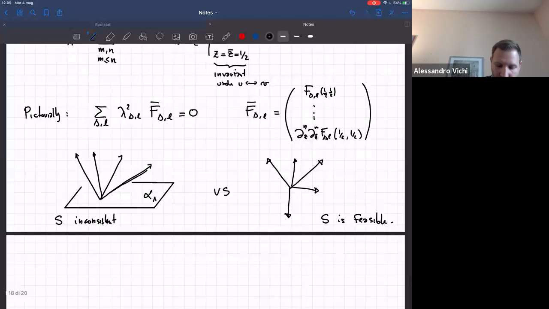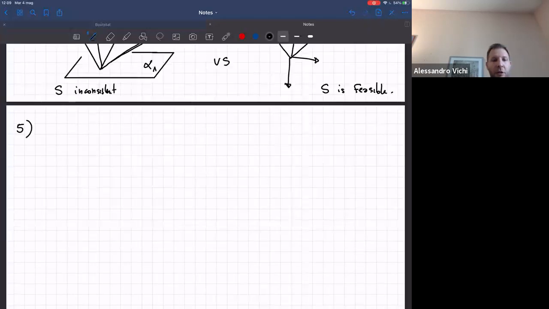Okay, at this point, you can go on in your algorithm. In particular, if S is consistent, it's feasible, let's say, then you can choose and test another spectrum S prime, which is contained in the previous one, and check it, and you can repeat that from point four.